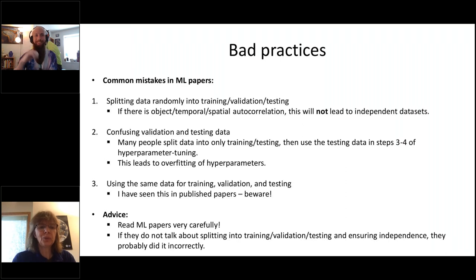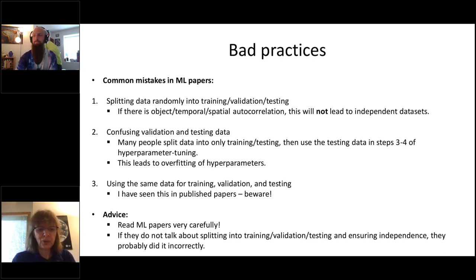So you have to make sure you really split into three different things and do not touch the test data until the very end. And then sometimes it even happens that people use the same data for training, validation, and testing. And Ryan wrote here, he's seen that in published papers. It really happens. So read machine learning papers very carefully.